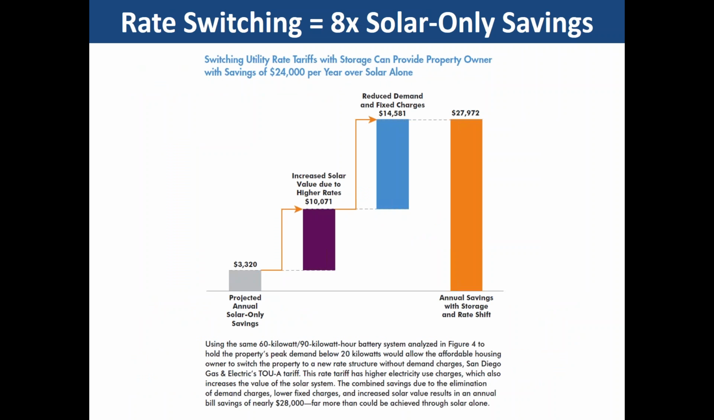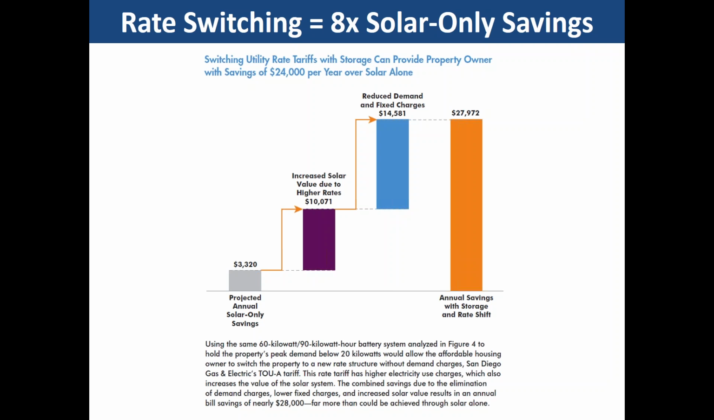So this last graph I'm going to show here is looking at what happens with this rate shifting scenario. And you can see that the results there are quite dramatic. You go to almost $28,000 in savings a year. The reason for this is twofold. One is you no longer have the demand charges, so the demand charge cost goes down.